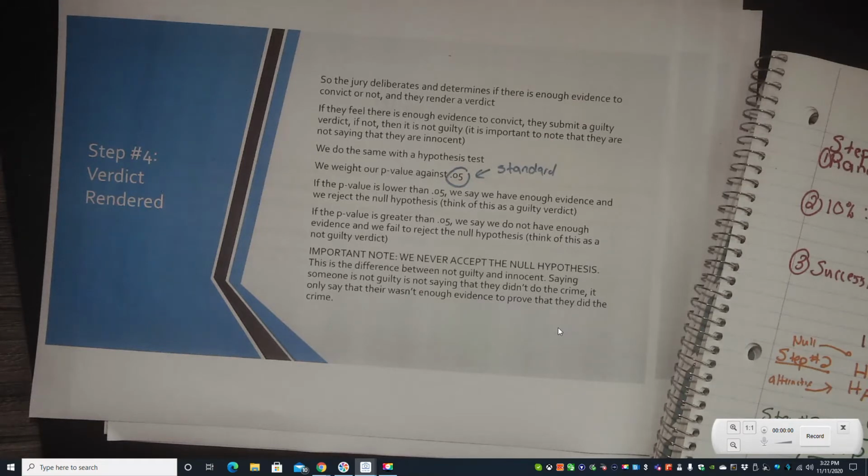Saying someone is not guilty is not saying that they didn't do the crime. It only says that there wasn't enough evidence to prove that they did the crime. So that's why you never hear people say someone is innocent. You always hear it's not guilty. You're basically saying when someone is not guilty that they just don't have enough evidence to prove their guilt, which is important because plenty of people who are guilty are never sentenced. So it's a thing that happens.